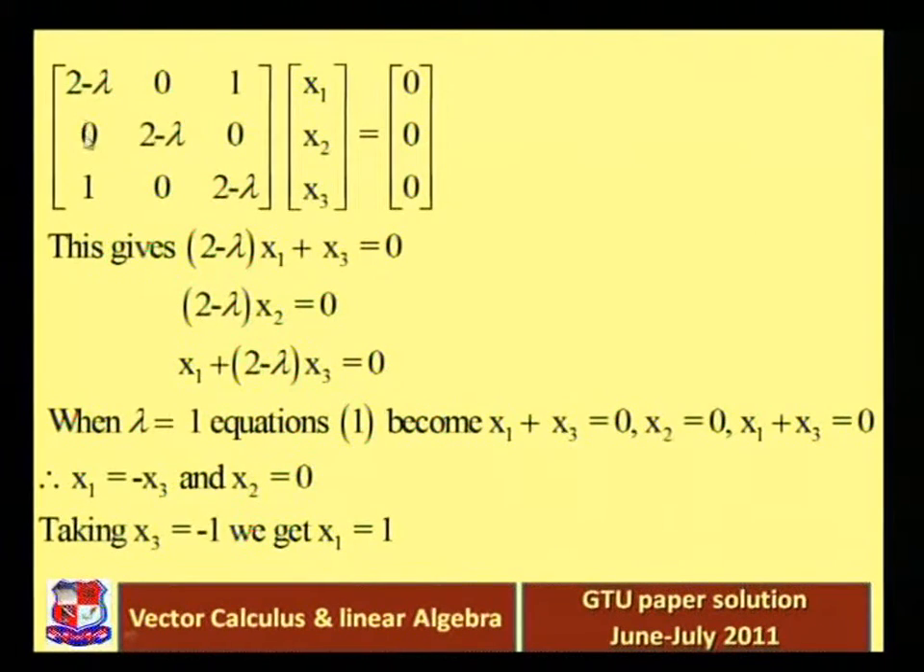So with the same method, right? The matrix 2 minus lambda 0 1, 0 2 minus lambda 0, 1 0 2 minus lambda times x1 x2 x3 is equal to 0 0 0. Now this gives these three equations, you can see, right? Put lambda equal to 1 in these three equations, and you will get x1 plus x3 equal to 0, x2 equal to 0, x1 plus x3 equal to 0, so x1 is equal to minus x3 and x2 is equal to 0. So taking x3 equal to minus 1, we get x1 equal to 1.